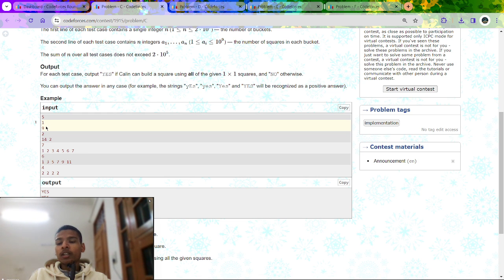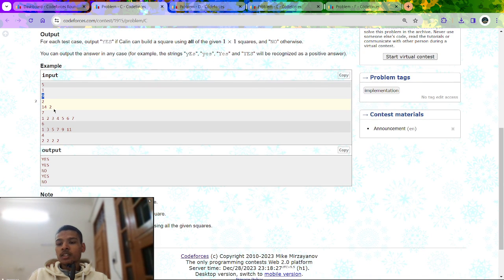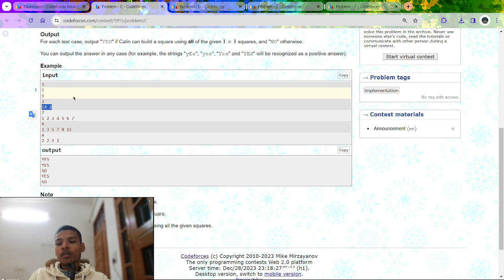Yes, absolutely. I can make a square of size 3 by 3, where all 9 boxes will be used. And in this other case, you can see 14 plus 2, so I have a total of 16 blocks. Can I make a bigger square using a total of 16 squares? Absolutely yes. Why so? Because 4 times 4 is 16, and I can make a larger square of size 4. So how can I find the answer?